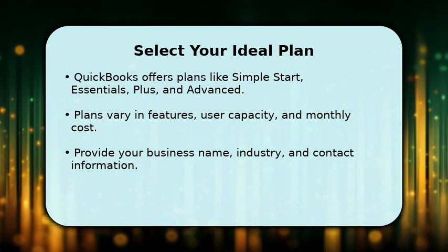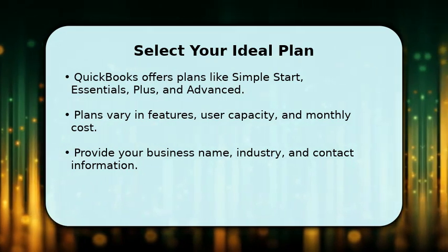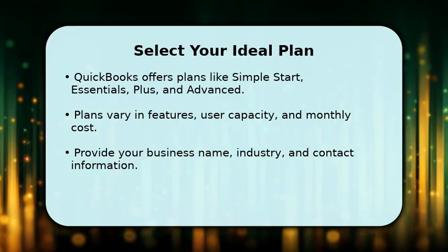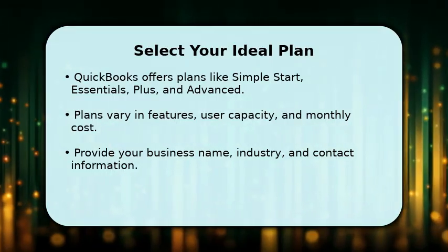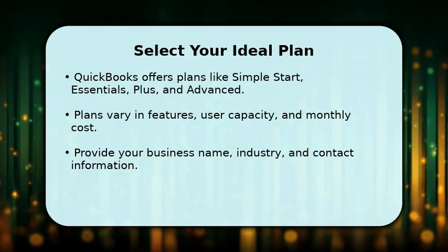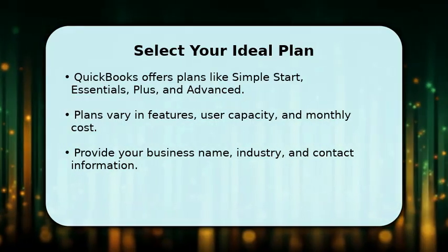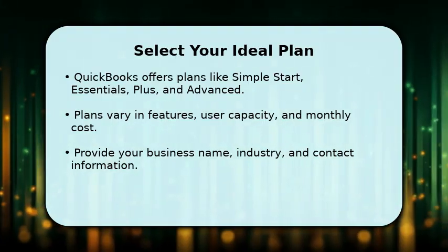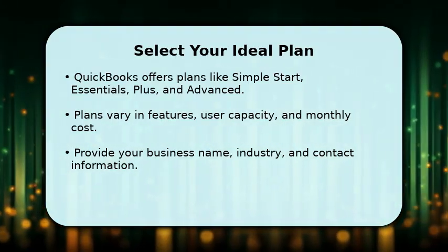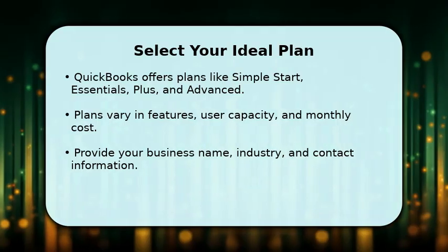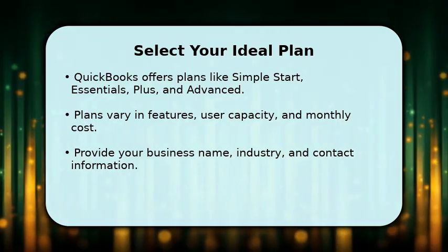Options like Simple Start, Essentials, Plus, and Advanced cater to different needs, with monthly costs ranging from about $20 to over $200. After choosing, you'll enter essential company details such as your business name, industry, and contact information. You will also specify your business type and fiscal year-end date to tailor your account.